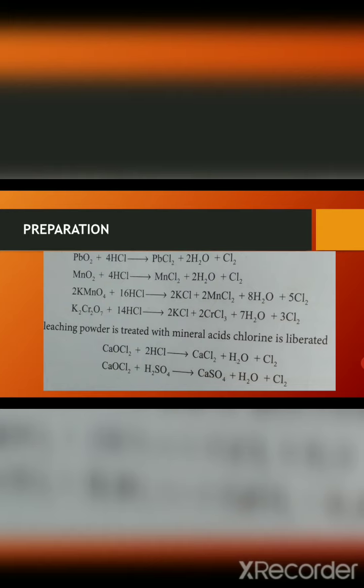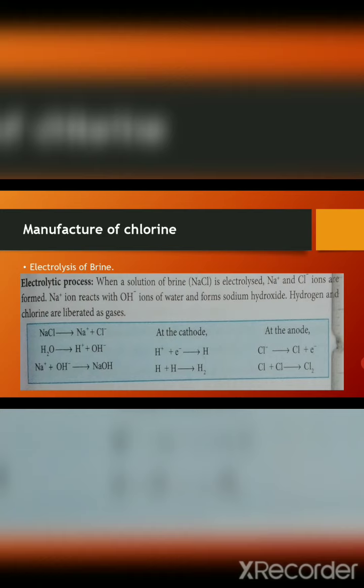The next one is manufacture of chlorine. So how chlorine is prepared in large quantities, that is what you call manufacturing. The first process, electrolysis of brine. When a solution of brine, that is a solution of NaCl, common salt, is electrolyzed, Na plus and Cl minus ions are formed. Na plus ion reacts with OH minus ions of water and forms sodium hydroxide.